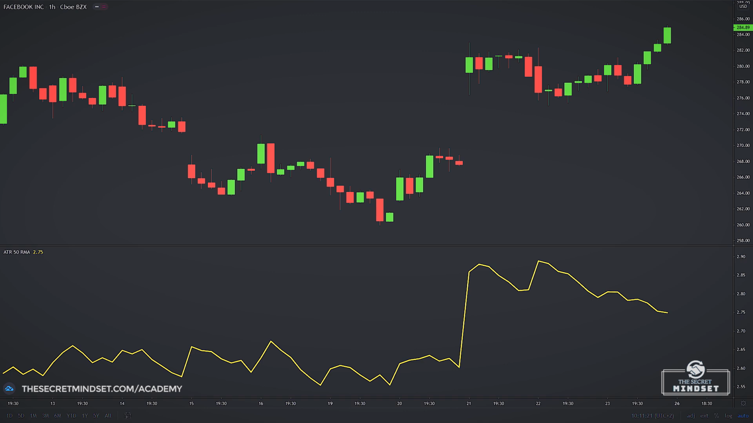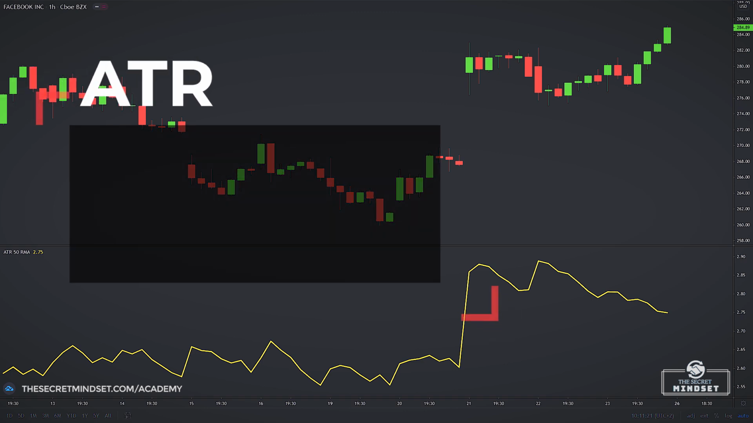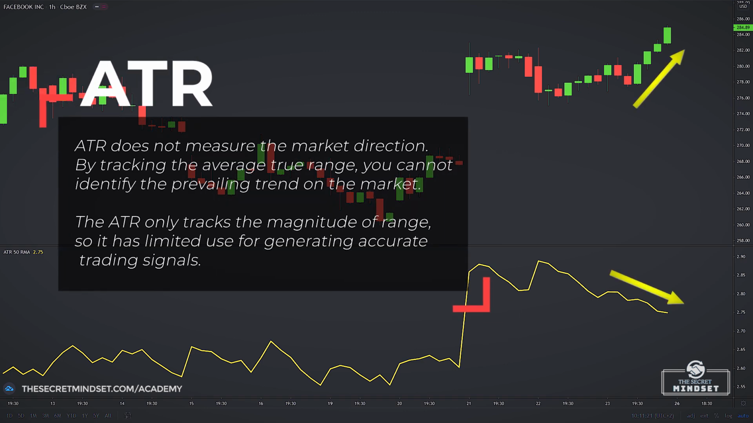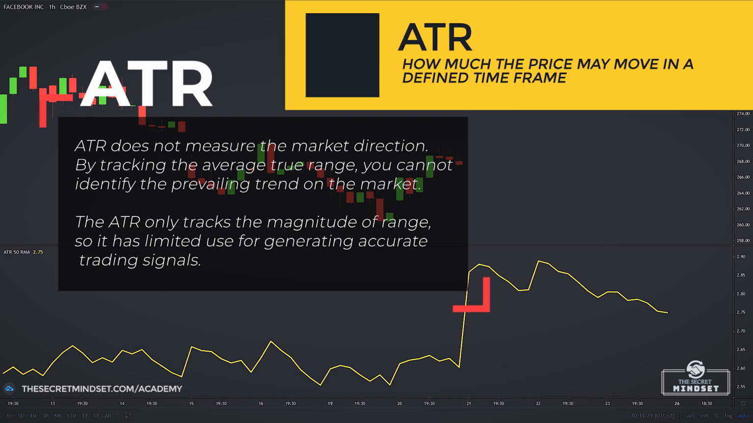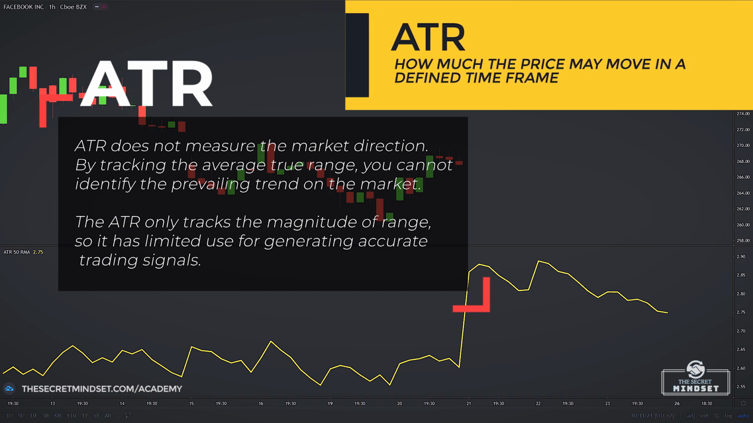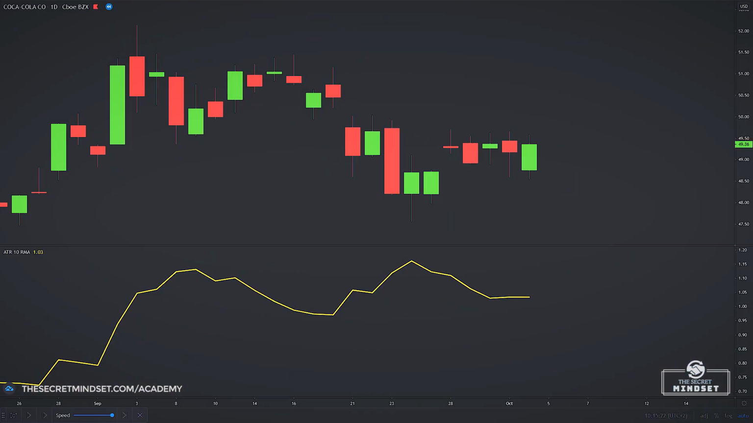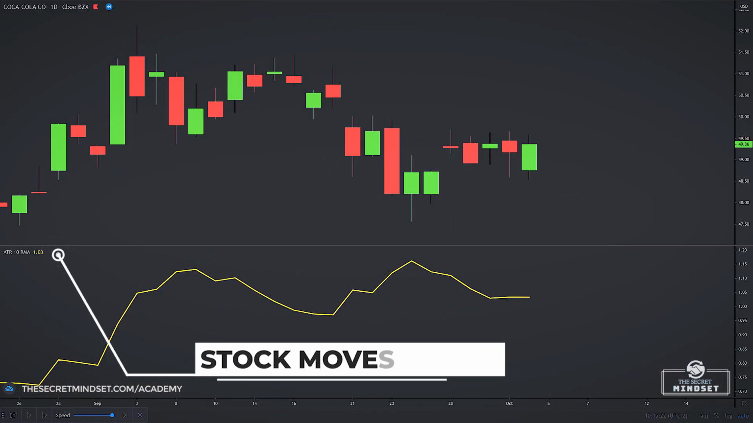It's important to remember that the ATR doesn't measure the market direction. By tracking the average true range, a trader cannot identify the prevailing trend on the market. The ATR only tracks the magnitude of range, so it has limited use for generating accurate trading signals. It's a useful indicator only for giving an idea about how much the price may move in a defined time frame. Assume that the stock moves $1 a day on average.